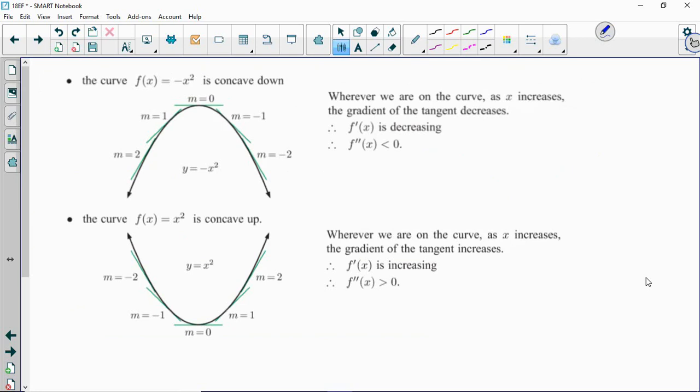The curve negative x squared is concave down everywhere, because what's the second derivative of that? Well, the first derivative is going to be negative 2x, and then the second derivative is going to be negative 2. So that's clearly f double prime is less than 0, because it's equal to negative 2 everywhere. And same thing for the graph below. That's going to have a second derivative of positive 2.